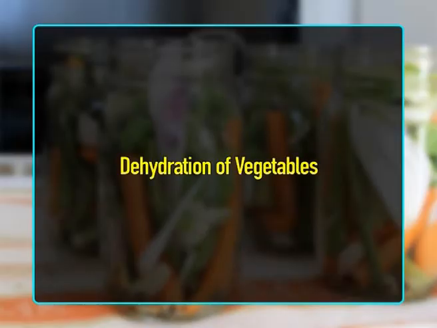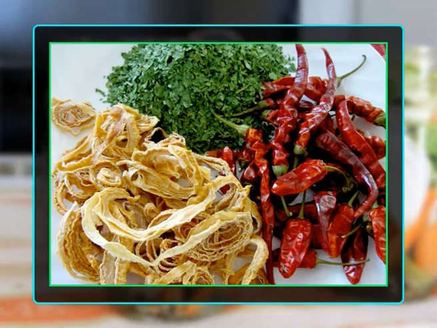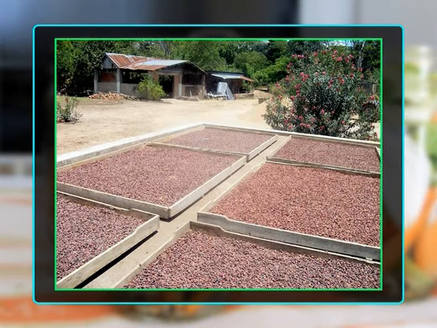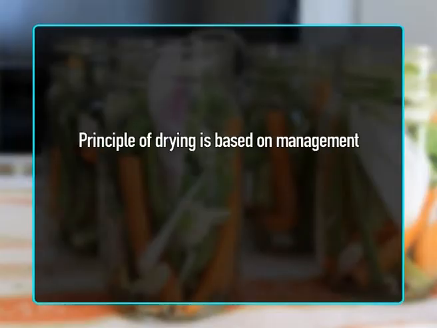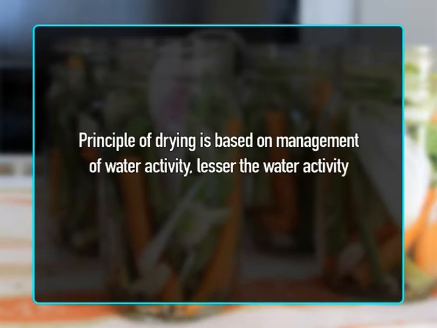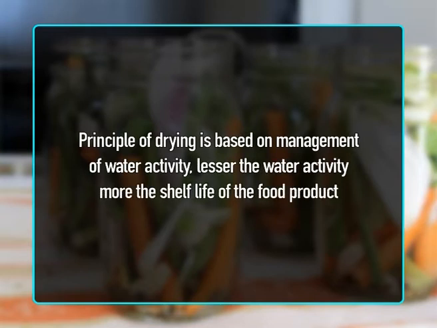Dehydration of vegetables. Drying is the process of preservation by removing water from it. Drying foods is carried out by various methods like sun drying, air drying, heat drying and wind drying or drying near an open fire. Removing water prevents decay and the growth of microorganisms. This method of food preservation has been known since ancient times. Principle of drying is based on management of water activity. Lesser the water activity, more the shelf life of the food product.